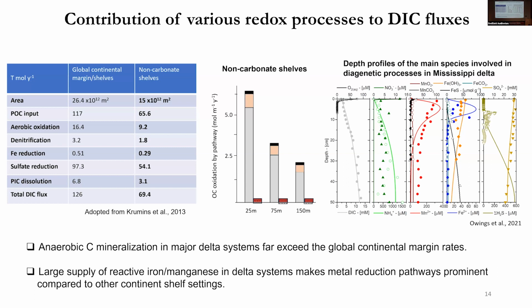So they are really not the same as every other shelf out there. Something future models need to consider, if we're trying to discriminate between delta-dominated systems and regular shelves, is that we should probably look into iron and manganese oxidation and reduction, and how they impact organic matter remineralization. Here is a really nice paper by Owings that came out a couple of years back, which shows the importance of manganese and iron.